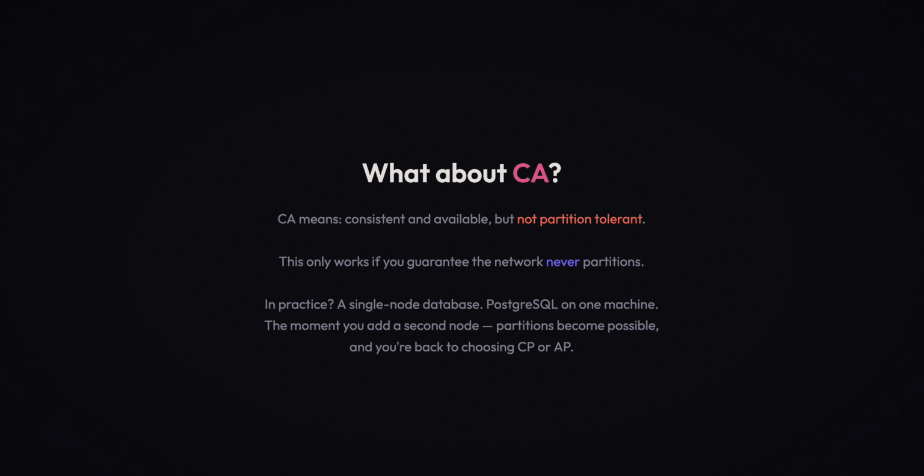But the moment you add a second node, a replica, a shard, anything, network partitions become possible. And you are back to choosing between CP and AP. So CA systems exist, but they are not really distributed systems. They are single machines.